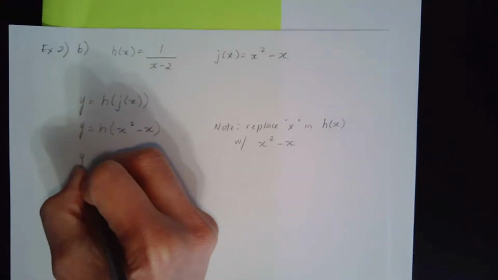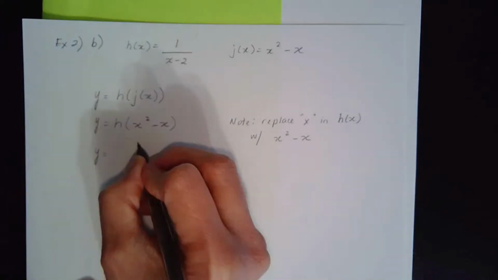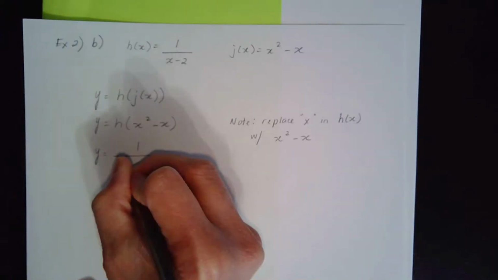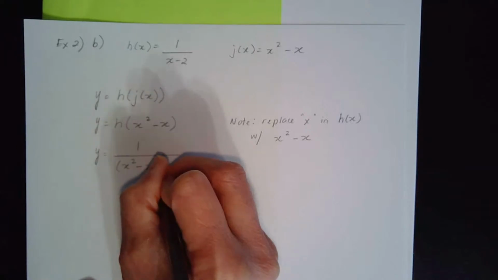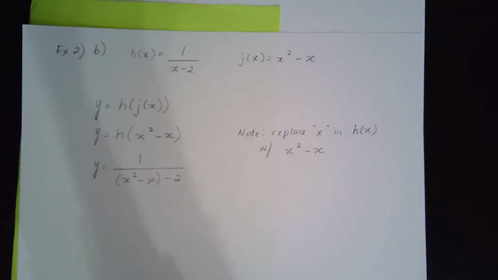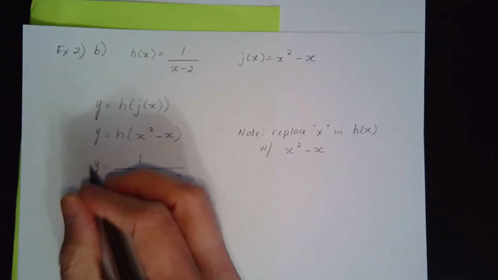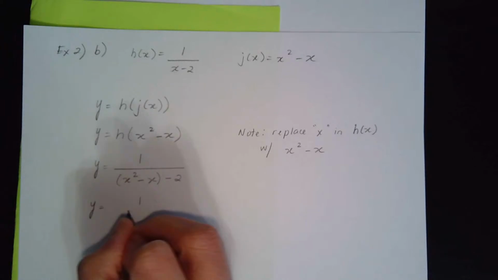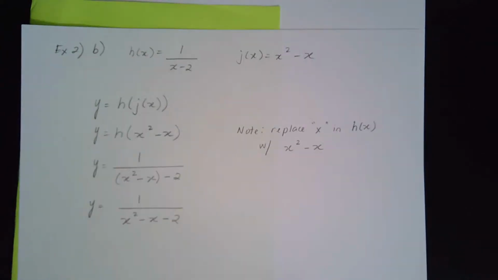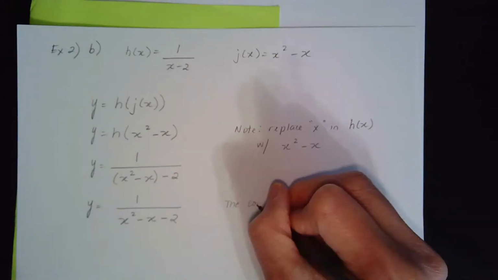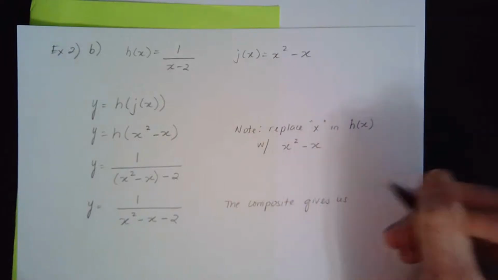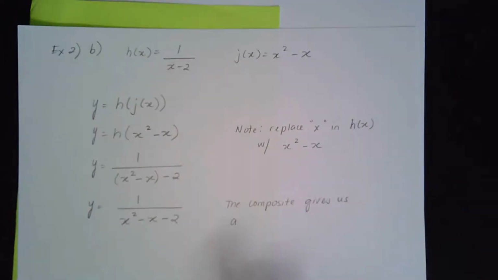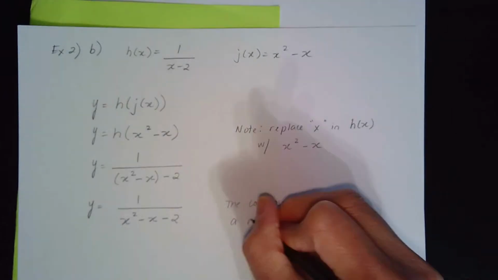So let's go ahead and do that. It's going to be 1 over x squared minus x. Okay, so that's that x there. This one right here, we can, of course, clean that up. It's going to be 1 over, again, this becomes the composite, which gives us a rational function.